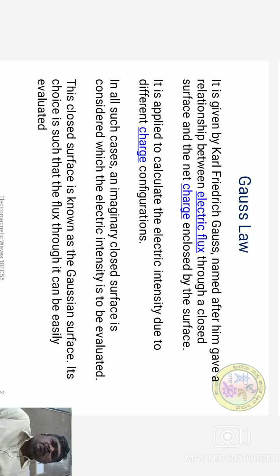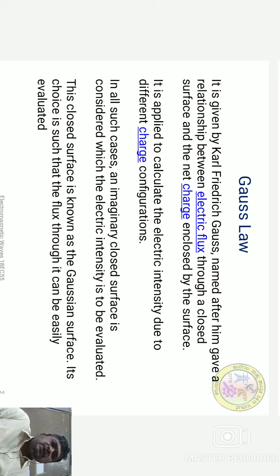From Coulomb's law, we have the expression Q by R square. It is a long process to calculate the electric field, because we will have different values of R. Hence we will calculate the electric field in a simpler manner by using the Gauss law.